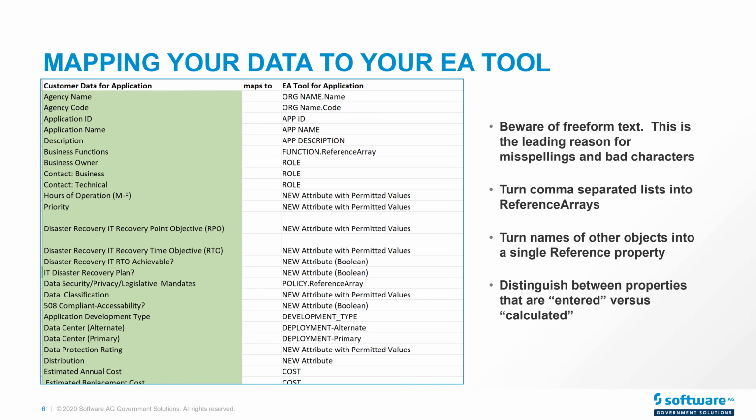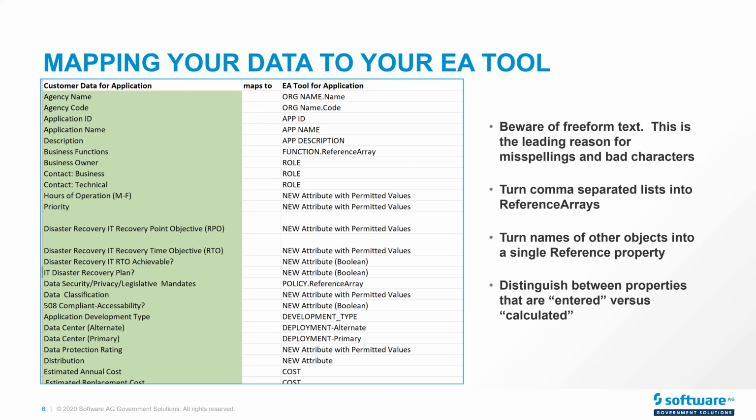Also, what I'll see is that if I have a column over here on the left-hand side that says business functions, what I'll have is a list of business functions separated by commas in one cell of a spreadsheet. And if I know anything that generates some frustration, it's how do I parse that list of comma-separated values and validate that each one is a valid entry.